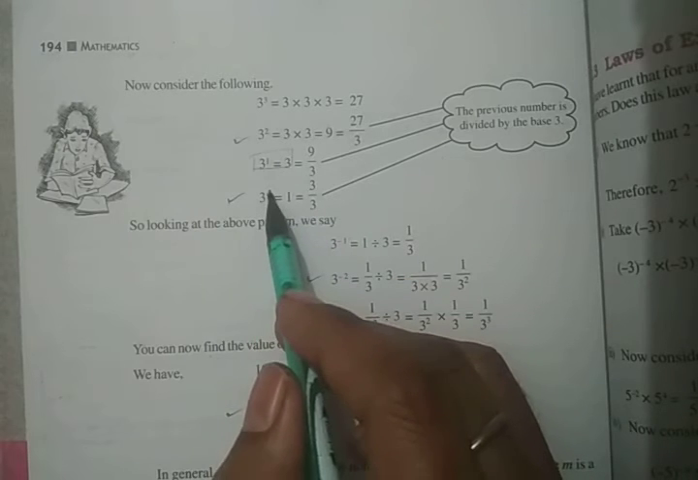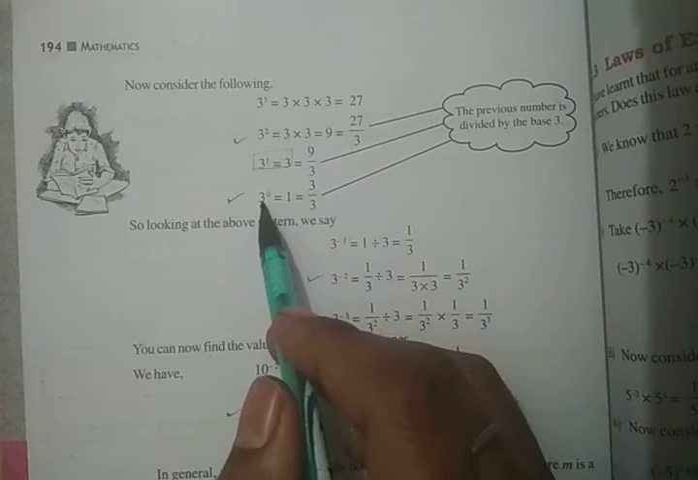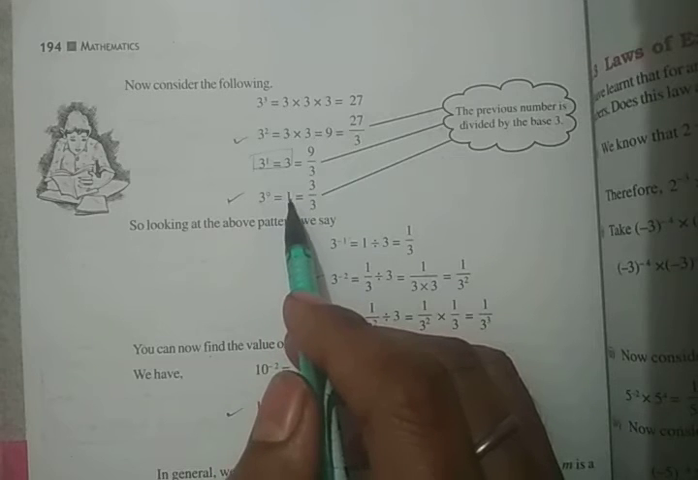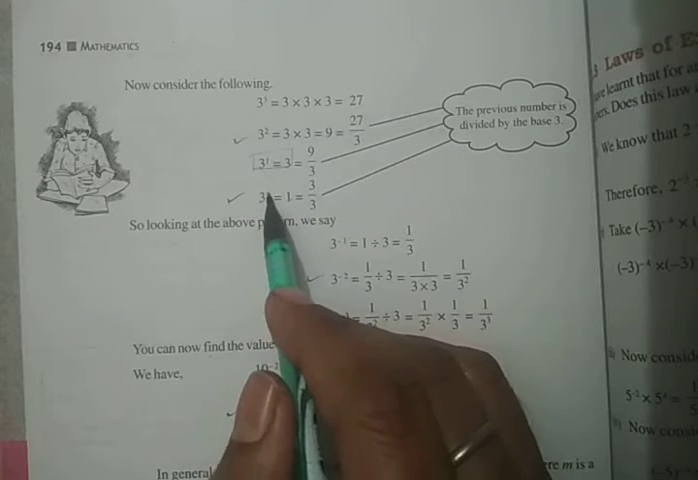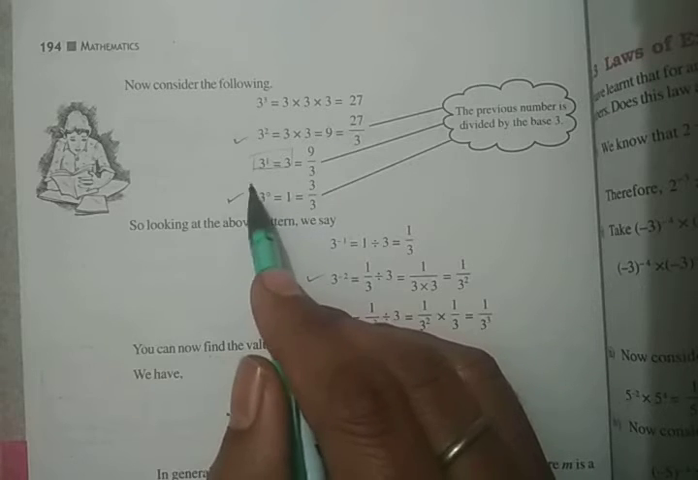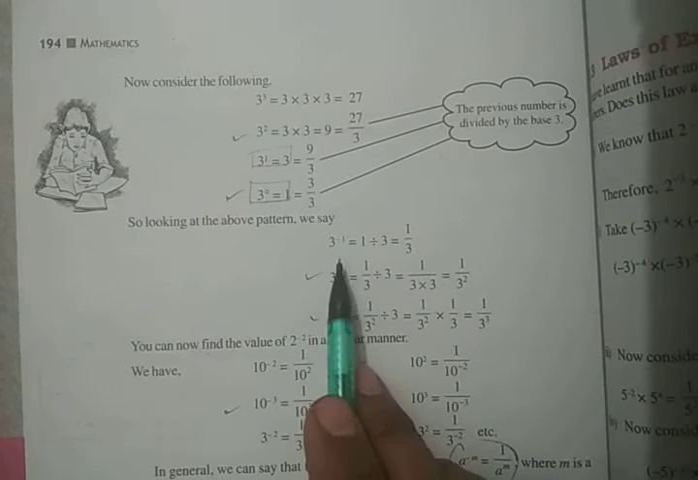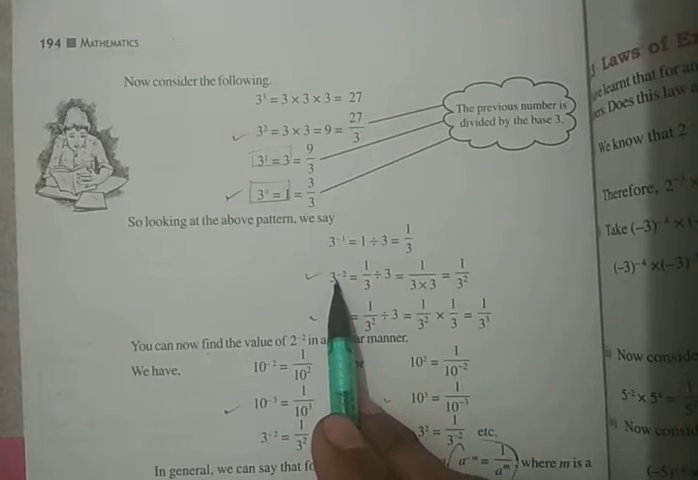In the same way, 3 raised to 0 is equal to 1. Suppose it is written 5 raised to 0, then it is 1. If it is 6 raised to 0, the answer is 1. So this also you have to remember. This will be used for solving the problems.